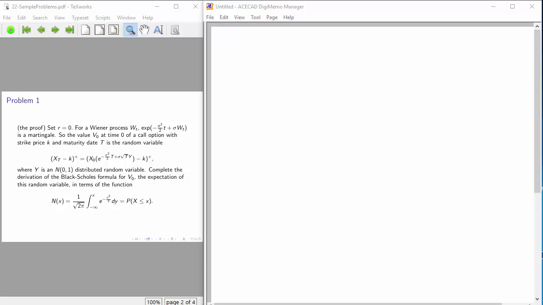Well, here are the sample problems for class 22 of Math 117, and I'm going to jump right in and derive the Black-Scholes equation for the case where the interest rate is 0.